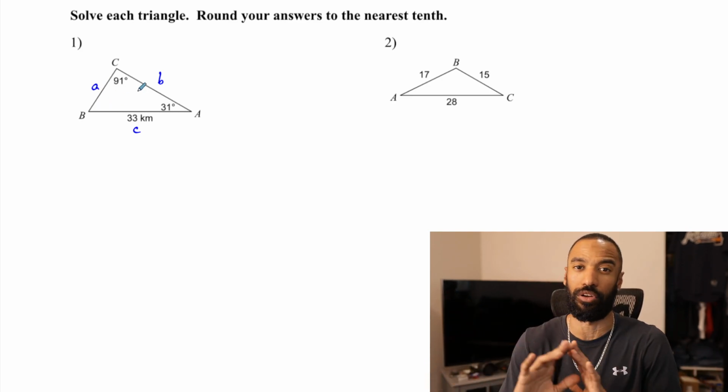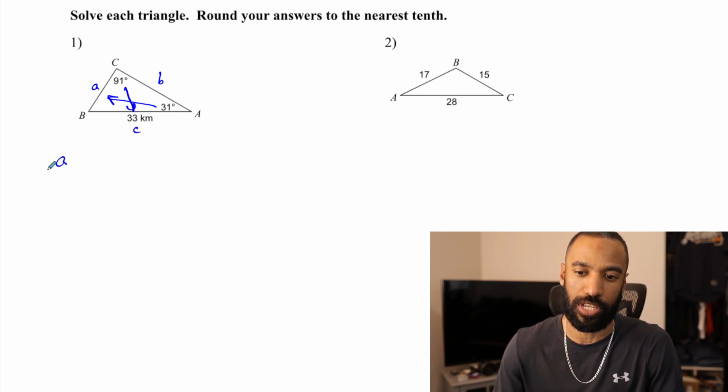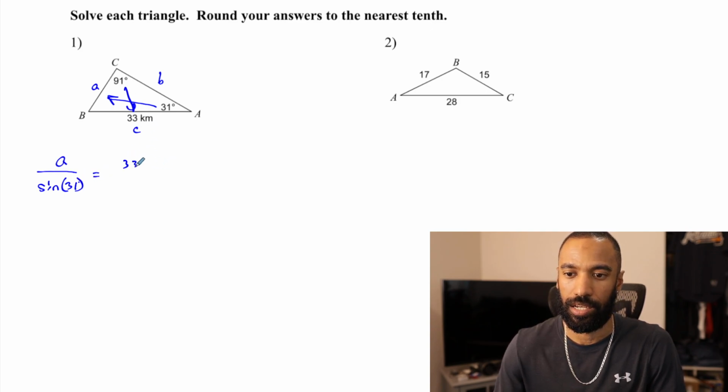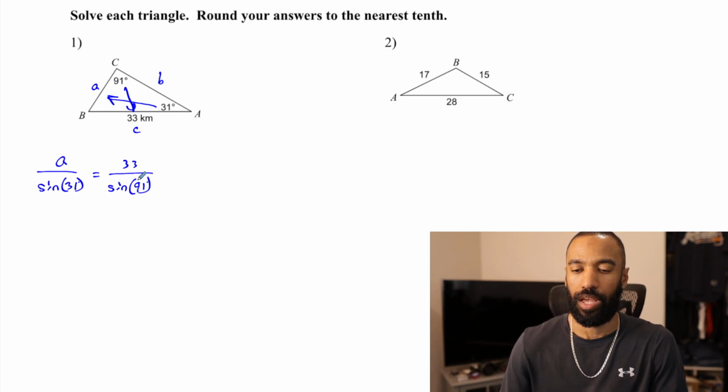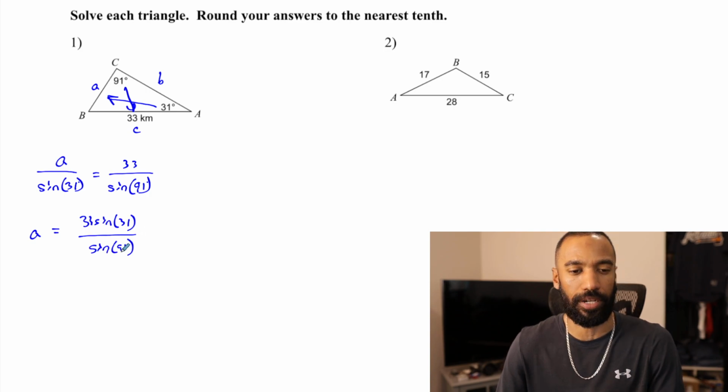We can pretty much find all the information right now that we need to, because we can use the law of sines right here. We know the side opposite this angle. We need to find the side opposite that angle. So I can say, for example, A over sine of A equals C over sine of C. If I multiply both sides by sine of 31, I get A equals 33 times sine of 31 over sine of 91. And I'm going to go ahead and calculate that one.